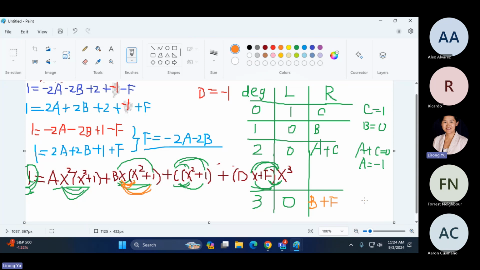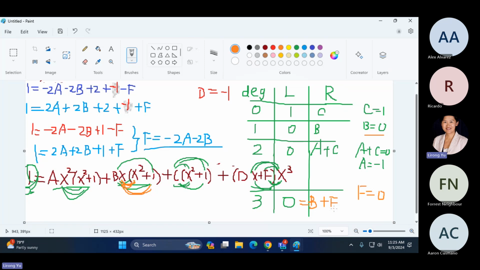Okay, so on the right side, the coefficient for the degree 3 term is B plus F. On the left side, it equals 0. Since they equal each other, B plus F equals 0. And we already know that B equals 0, so F has to be 0. So 0 plus 0 equals 0. That explains that F is actually 0. Any questions?